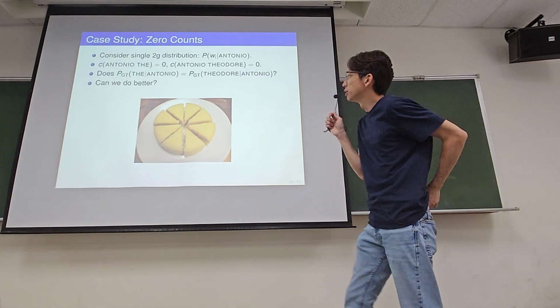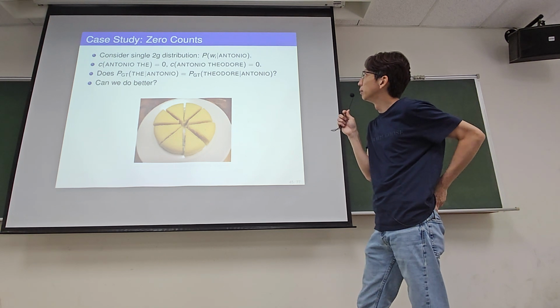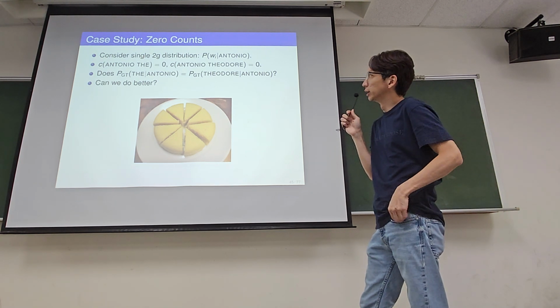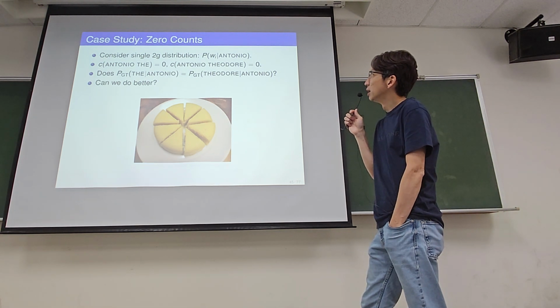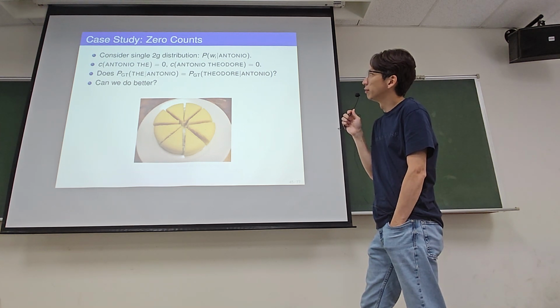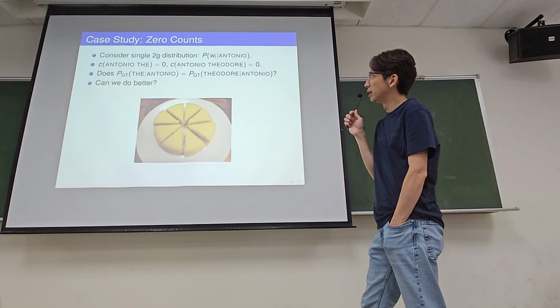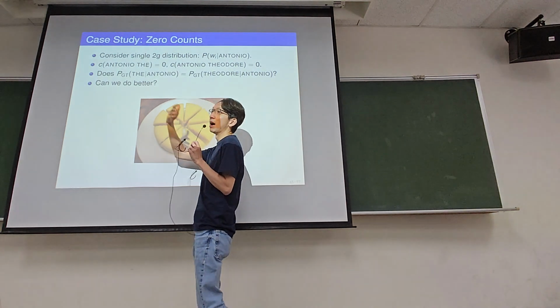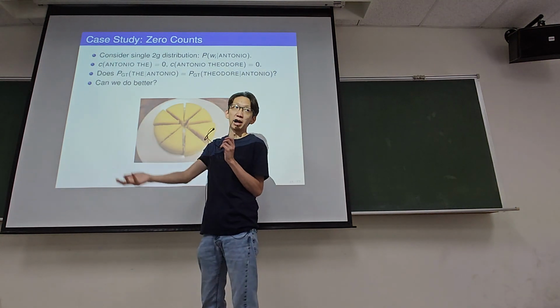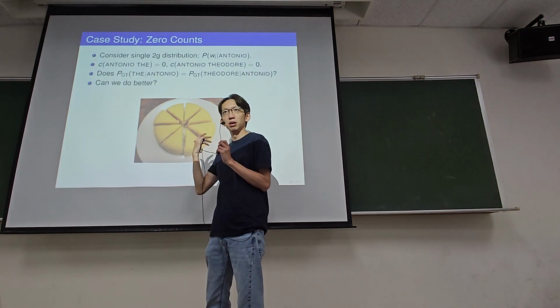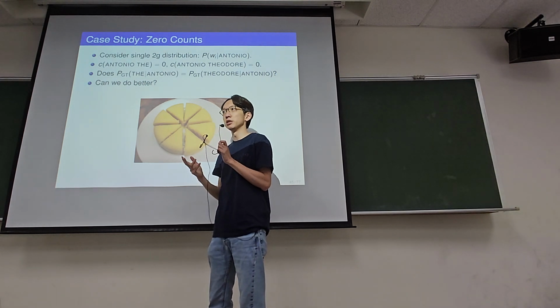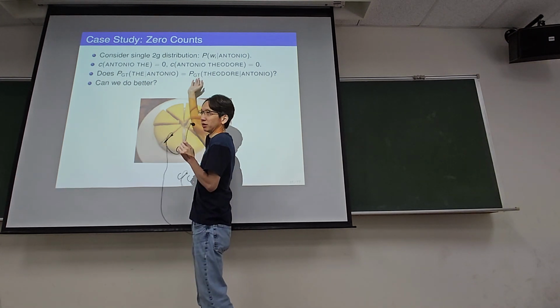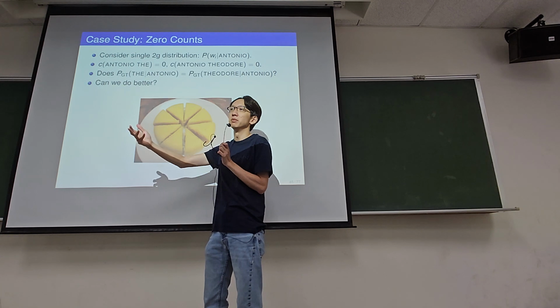Again, consider a single bigram distribution, the probability of Wi given Antonio. The count of Antonio equals 0, and the count of Antonio Theodora equals 0. So the Good-Turing probability of Wi given Antonio equals the Good-Turing probability of Theodora given Antonio. If you have bigrams that both have the same 0 count, and you apply the Good-Turing estimate as in a unigram, we say they're the same thing. They will share the same smoothed bigram 0 estimate.